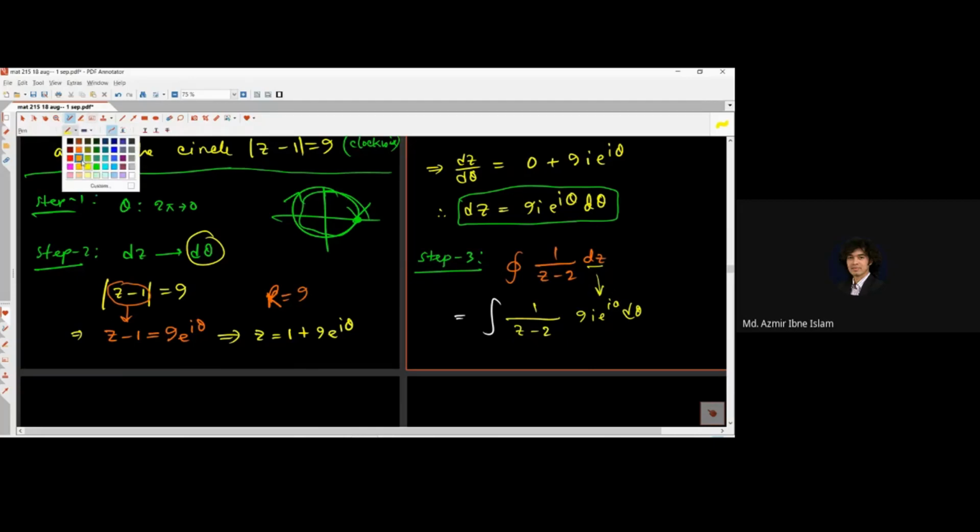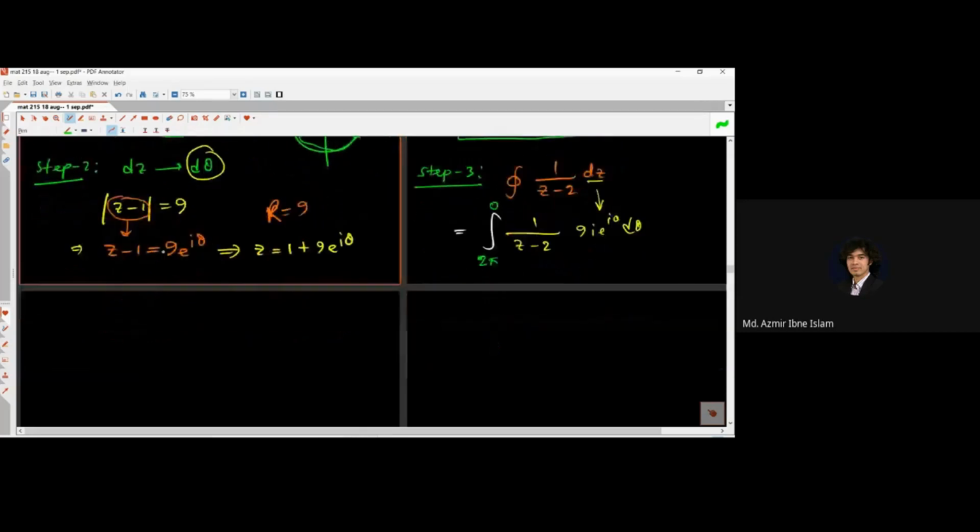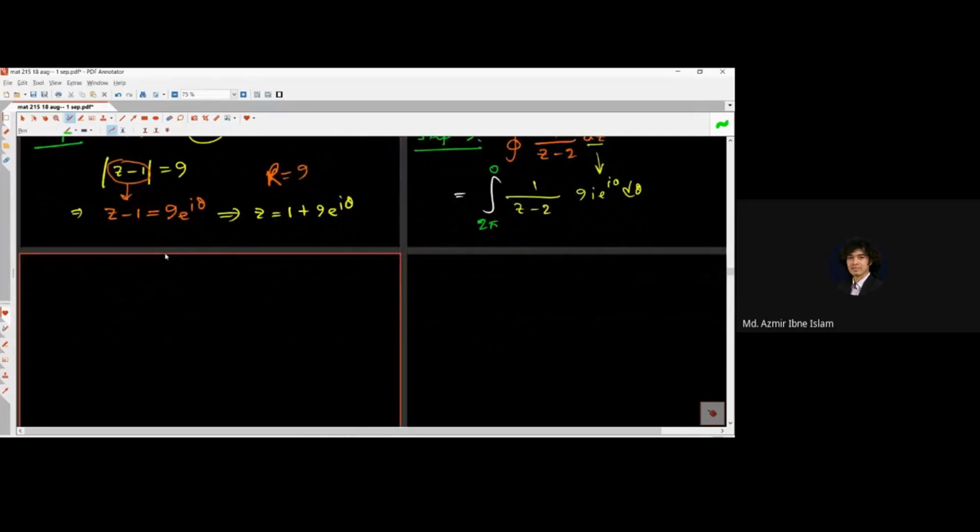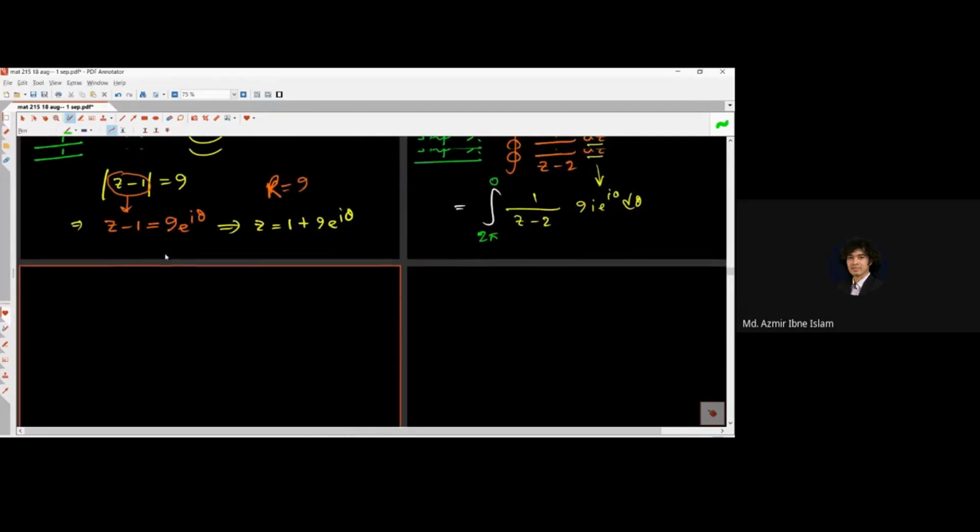And also the limit is, this time what is the limit? 0 to 2 pi. Sorry, 2 pi to 0. Lower limit is 2 pi, upper limit 0. Clear? Is that okay? Yes, sir. Okay. Now from 2 pi to 0, 1 over z minus 2, 9i e to the power i theta d theta.